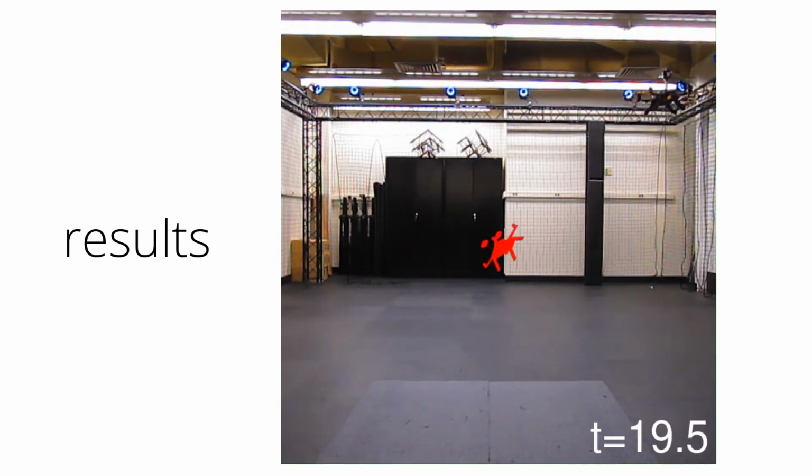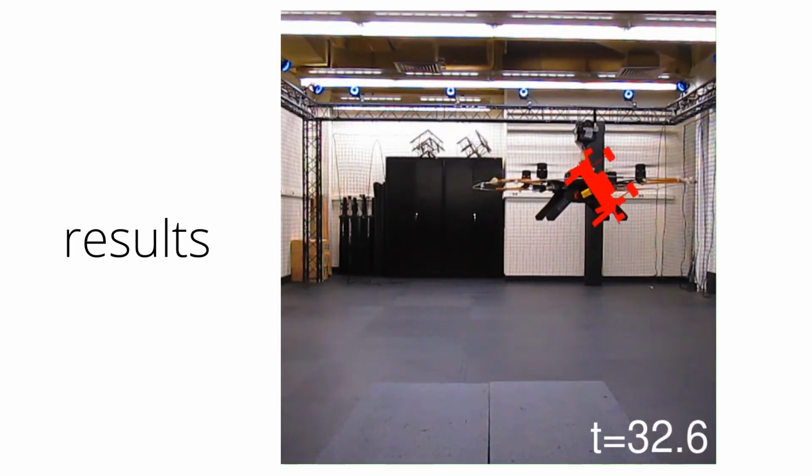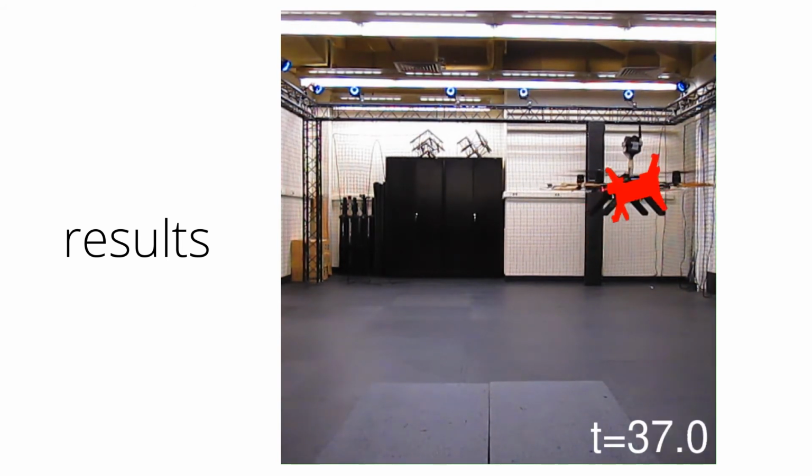And this video in particular is difficult to estimate because the quadrotor is black and there's a lot of black in the background of the video. Additionally, the quadrotor has symmetries which make it difficult to exactly estimate the orientation of the vehicle.